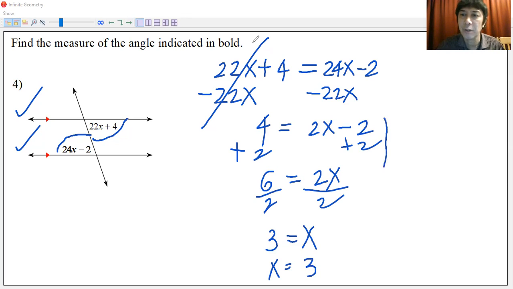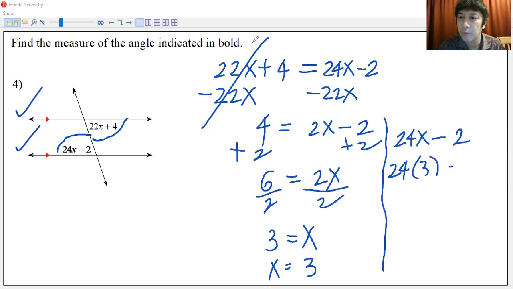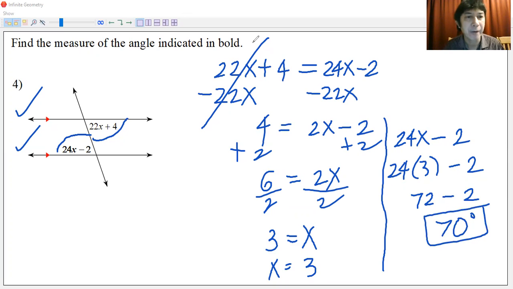Okay, we shall now use the value of x to solve for the angle. The algebraic expression for the angle is 24x minus 2. We shall now use the 3 here. 24 times 3 minus 2. And this gives us 72 minus 2. And our value is 70 degrees. There. That's our answer. All right, let's check and verify. We have 70. Correct. Our answer is 70. It's correct. That's number 4. Let's have number 5.